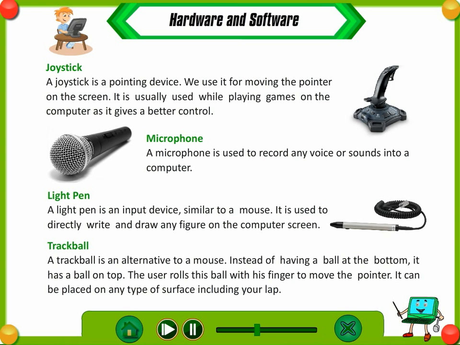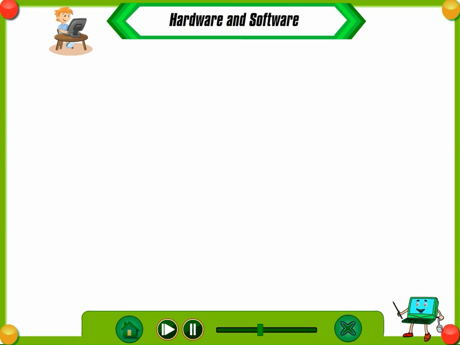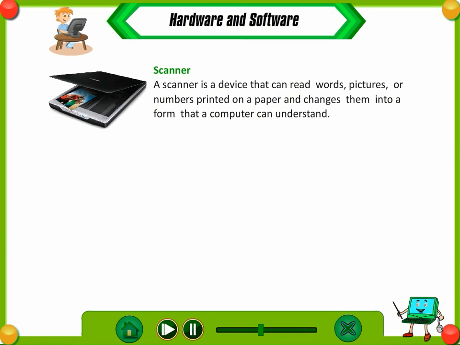Trackball. A trackball is an alternative to a mouse. Instead of having a ball at the bottom, it has a ball on top. The user rolls this ball with his finger to move the pointer. It can be placed on any type of surface, including your lap. Scanner. A scanner is a device that can read words, pictures, or numbers printed on paper and changes them into a form that a computer can understand.